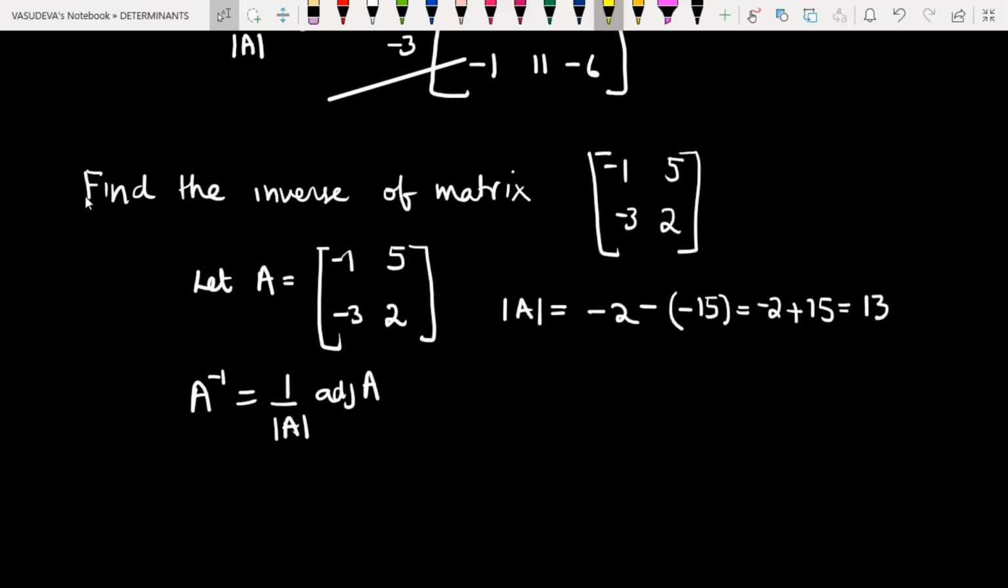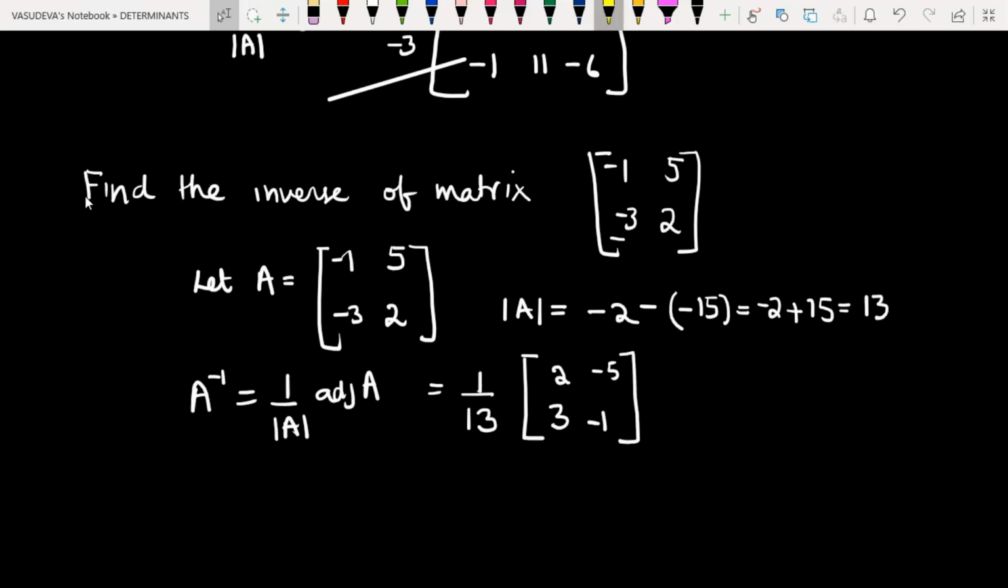Now the adjoint of A we can find. This is 1 by 13 into the adjoint of A, which is obtained by interchanging the elements of the principal diagonal, that is 2, minus 1, and changing the sign of the other diagonal. Here it is minus 3, 5, therefore it is plus 3, minus 5.